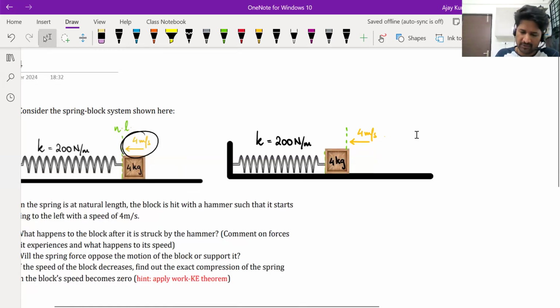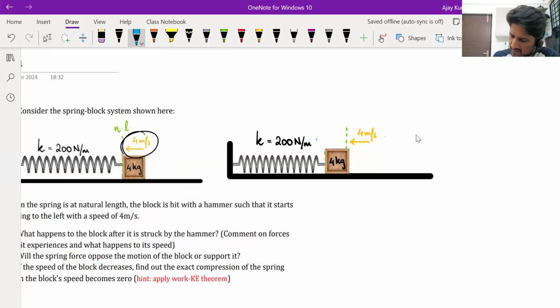So once the spring gets compressed, it will start exerting a force to the right. And due to that force, what will happen? The speed of the block will decrease first. It won't immediately start moving to the left. Maybe the speed becomes something like 3 meters per second. Okay. But it still has speed. So it will continue compressing the spring.